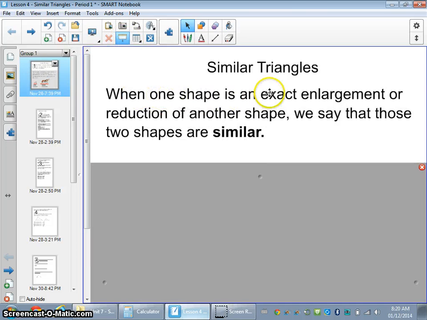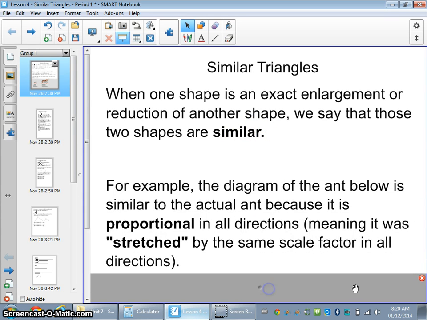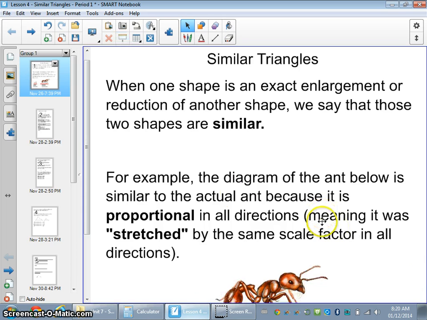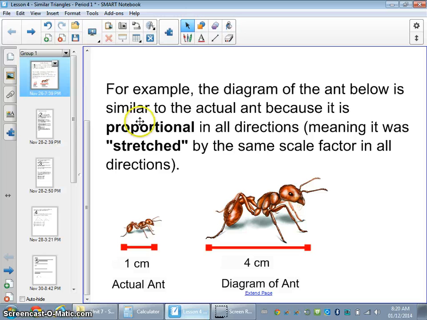So when one shape is an exact enlargement or reduction of another shape, we say that these two shapes are similar. So basically, if one thing is a scale diagram of another, we say that they are similar shapes. So for example, the diagram of the ant below is similar to the actual ant because it's proportional in all directions. So again, we've seen that word before. That basically means it's stretched by the same scale factor in all directions. So this diagram of the ant is proportional to the actual ant, meaning it is similar to the actual ant.